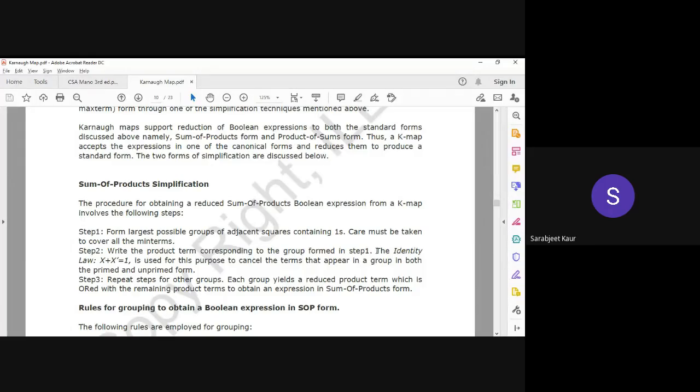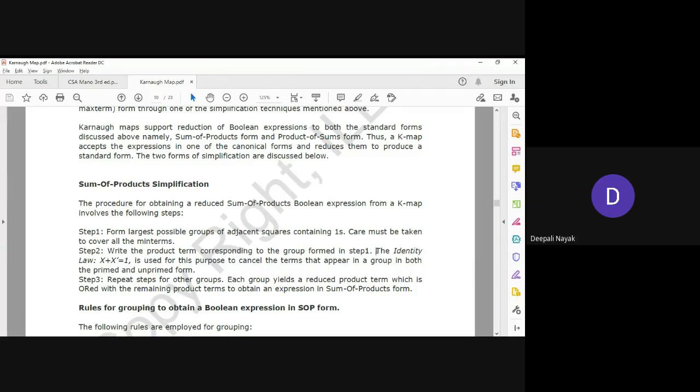Okay, then b and b dash both are coming, I cancel that. Okay, c is coming only as c, then I retain that. Just listen to me right now, and then I'll explain it with an example. Yes, next step, step 3.